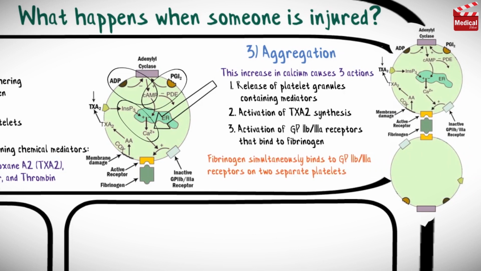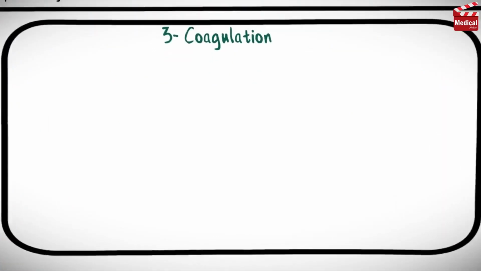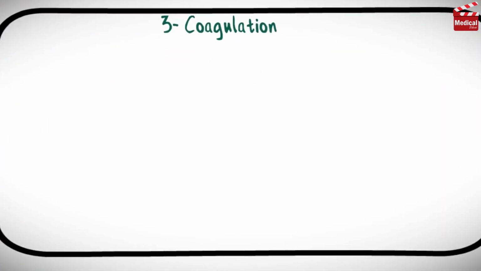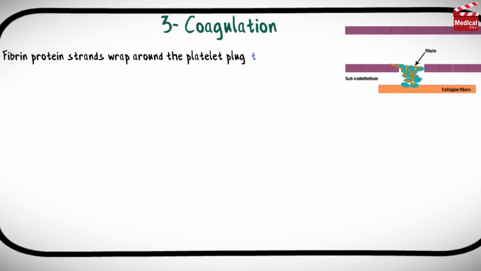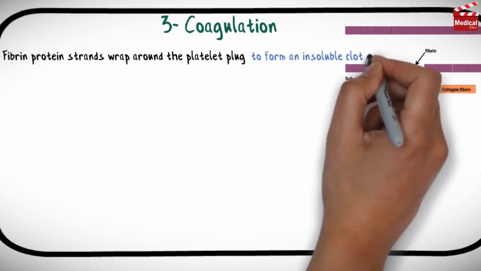Fibrinogen, which is a soluble plasma glycoprotein, simultaneously binds to glycoprotein 2b3a receptors on 2 separate platelets, resulting in platelet cross-linking and platelet aggregation. This process goes on, till forming a platelet plug. Then comes the third step, blood coagulation. Blood coagulation is the process in which fibrin protein strands wrap around the platelet plug to form an insoluble clot.